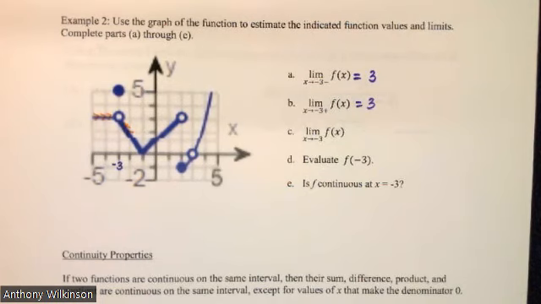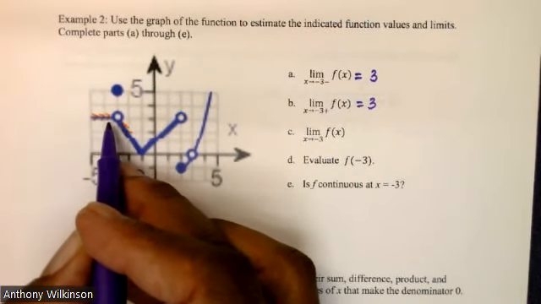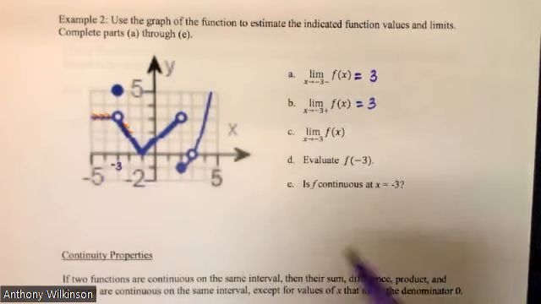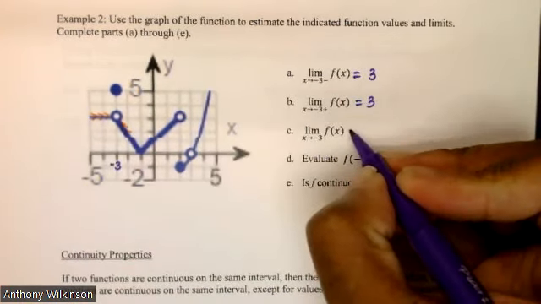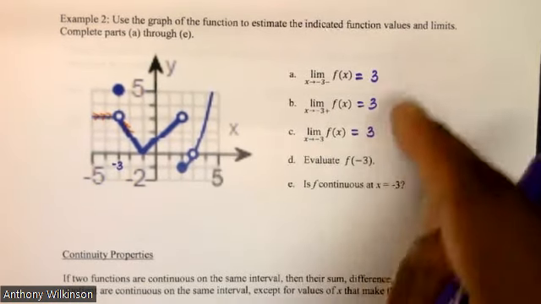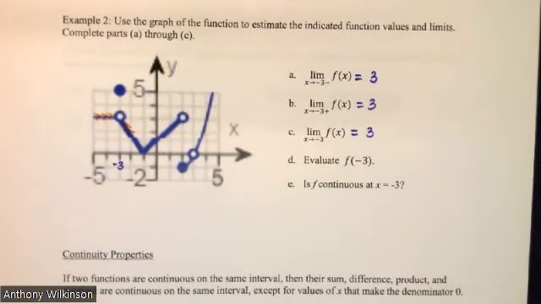And now the limit as x approaches -3 itself of the function f of x. Well, to the left of -3, it's getting closer to 3. To the right of -3, it's getting closer to 3. So the limit of f of x as x approaches -3 would be 3. Notice the limit from the left is the same as the limit from the right of that function.